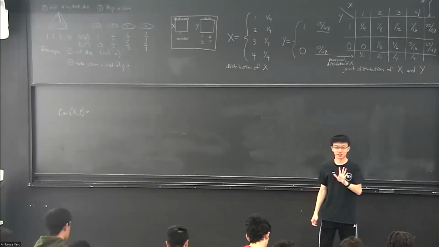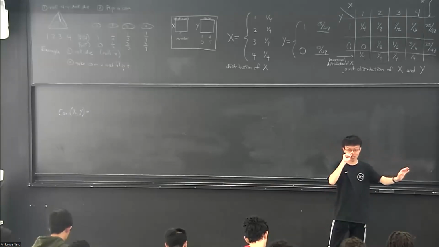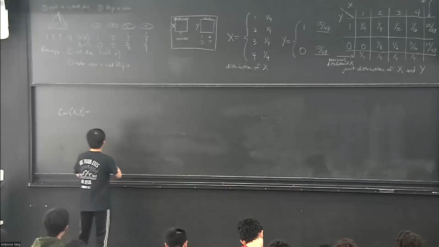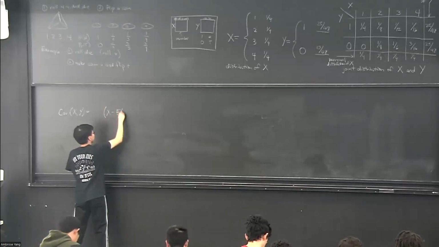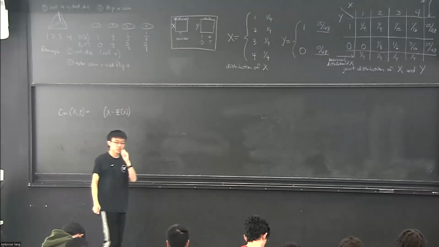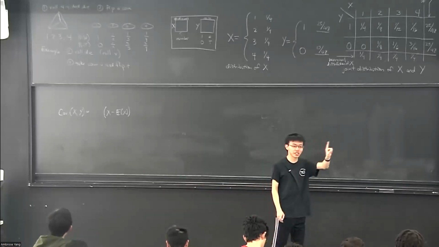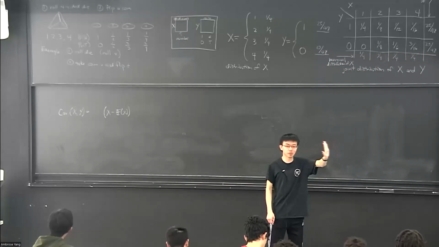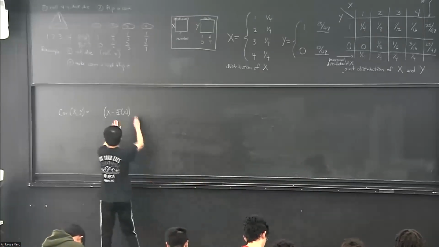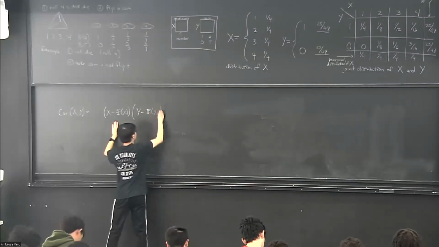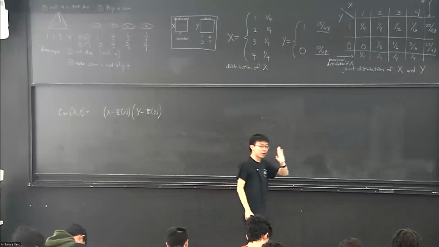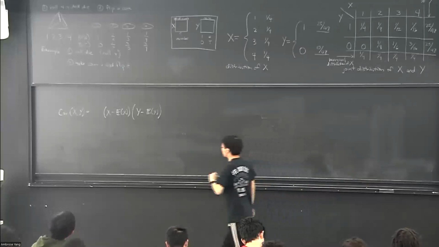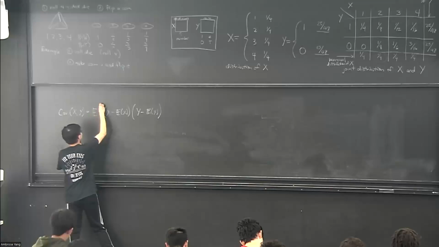I'm first going to give you the intuition for what covariance means, and then give you the formula that's convenient to calculate. So what is the covariance of x and y? Let's think about x minus the expected value of x, this time not squared. The sign of it tells you whether x is above the mean or below the mean. Then multiply this by y minus the expected value of y, whose sign likewise tells you whether y is above or below its mean. And then I'm going to take the expected value of all of that.